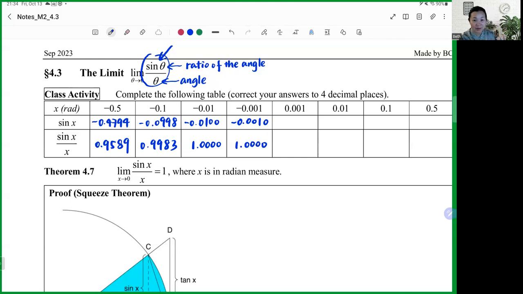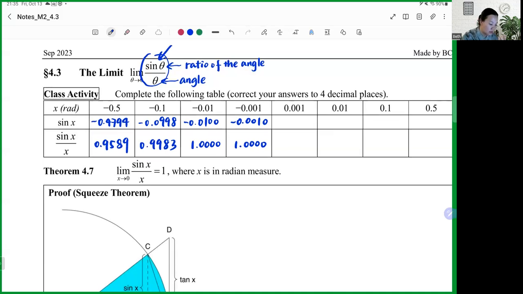So you can see very quickly, when the angle is quite small, to be honest, quite small. When the angle is negative 0.1 radian, which is smaller than 1 degree, since 1 radian is about 57 degrees, so 0.001 radian is about 0.05 degrees. You can see the ratio is very close to 1.